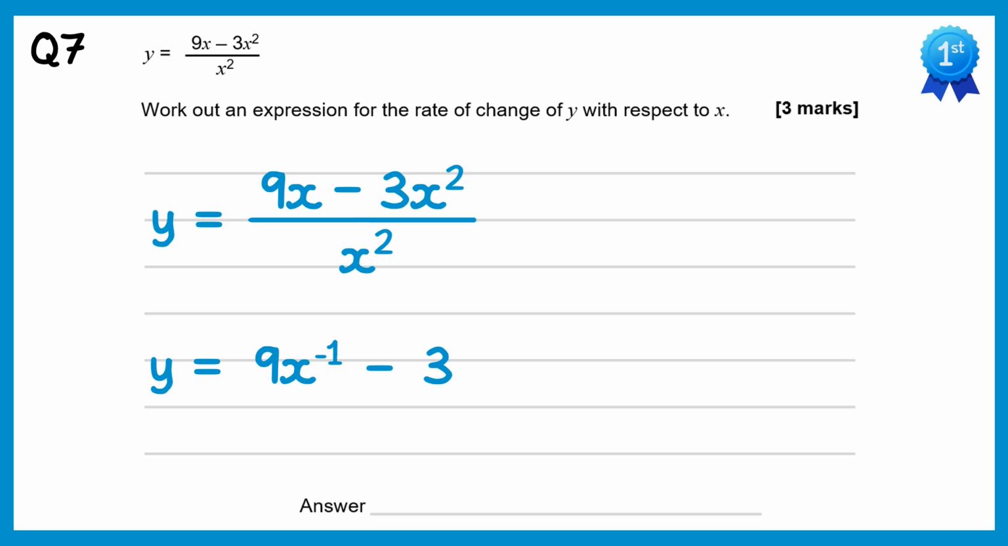So we're going to do negative 1, that's the power, times the coefficient, which is 9. That gives you negative 9. And then we reduce the power of the x from negative 1 down to negative 2. So we get negative 9x to the power negative 2. And then this negative 3 is a constant term, and when you differentiate that, it gives you 0. So this is just the answer to the question. Negative 9, x to the power negative 2. If you wanted, you could rewrite this as negative 9 over x squared. That would also be fine.